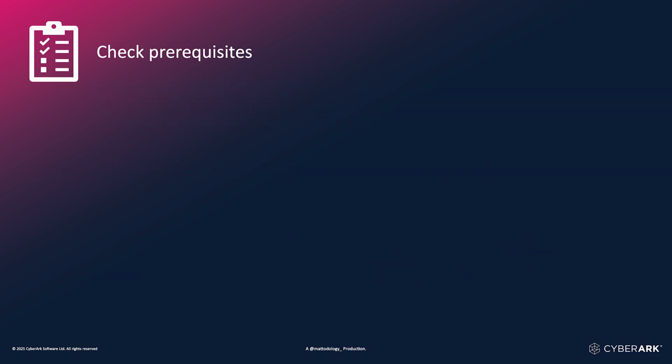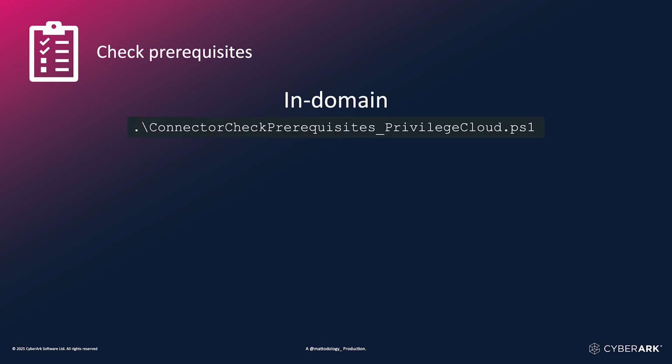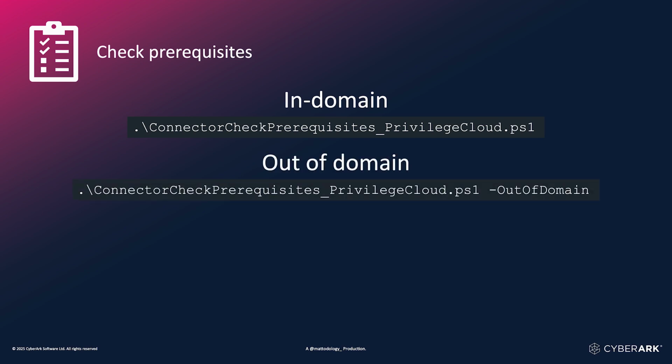The prerequisite script for Privilege Cloud can be run in 4 distinct ways, depending on your specific use case. First, there's the in-domain deployment option. This method is ideal when your connector server is part of the same Active Directory domain as your target resources. It ensures seamless integration and credential validation within your domain. Next, you can choose out-of-domain setup. Select this approach when your connector needs to operate outside of the main Active Directory domain. It's useful for environments with isolated resources or separate network segments.